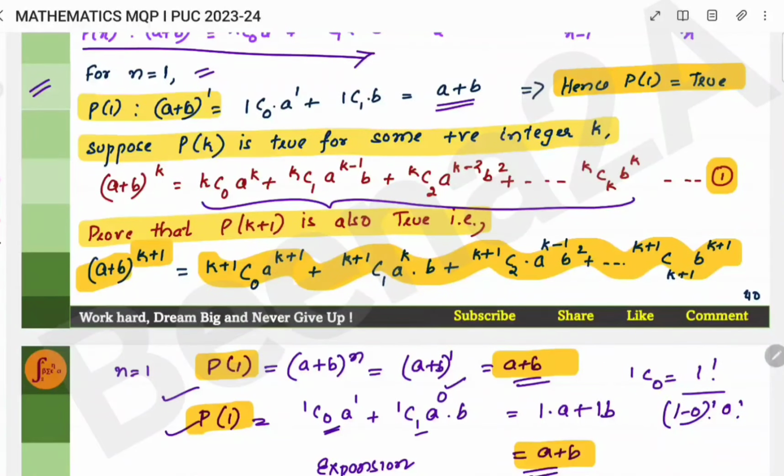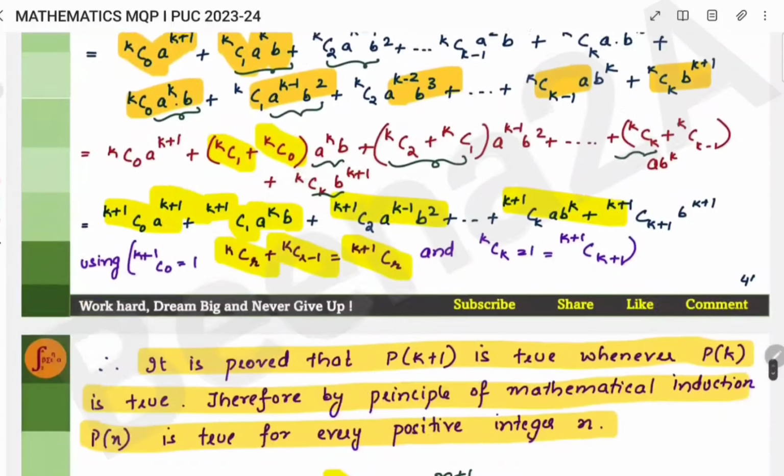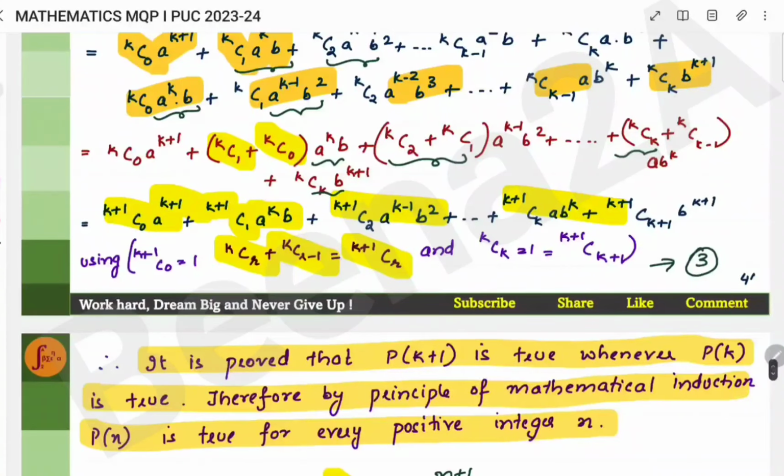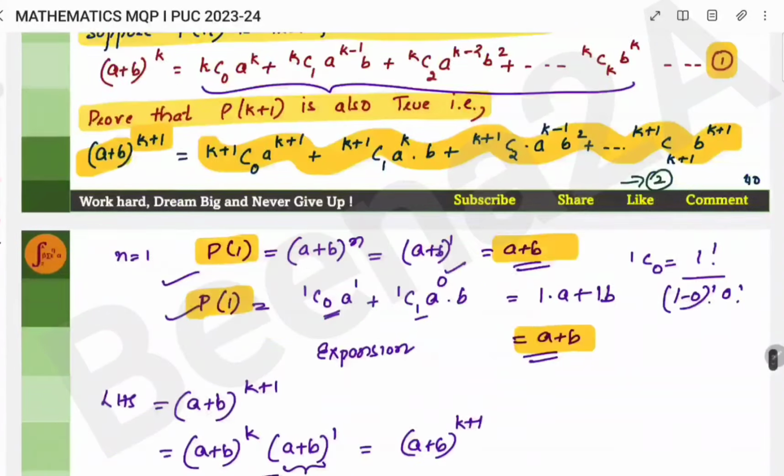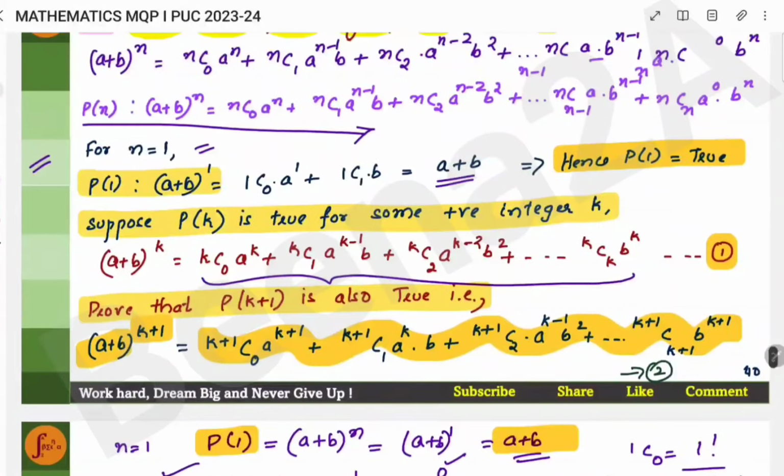Let's call this equation 2, and this one equation 3. From 2 and 3, we see that (a plus b) to the power k plus 1 is this entire expression, which means P of k plus 1 is true. So now, how do we conclude?